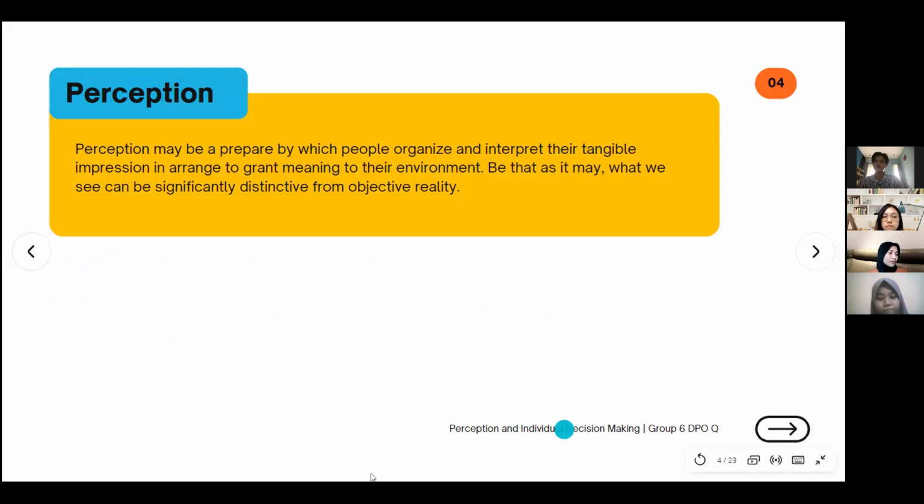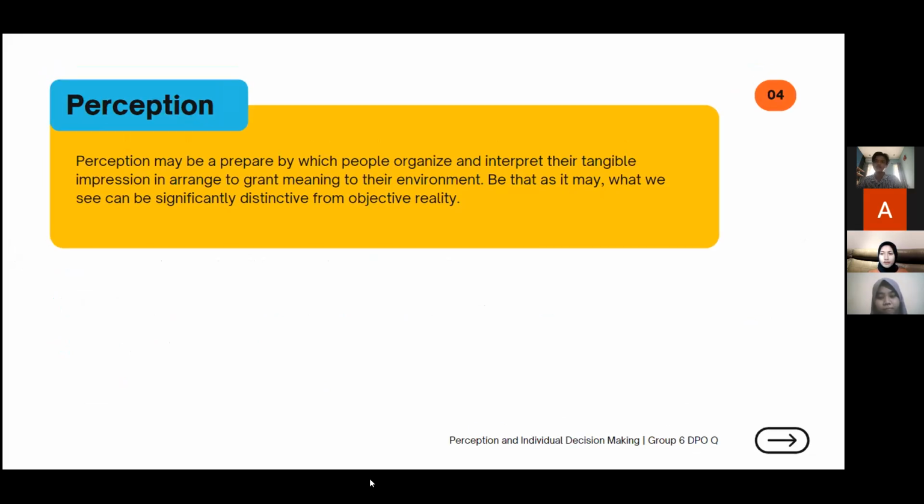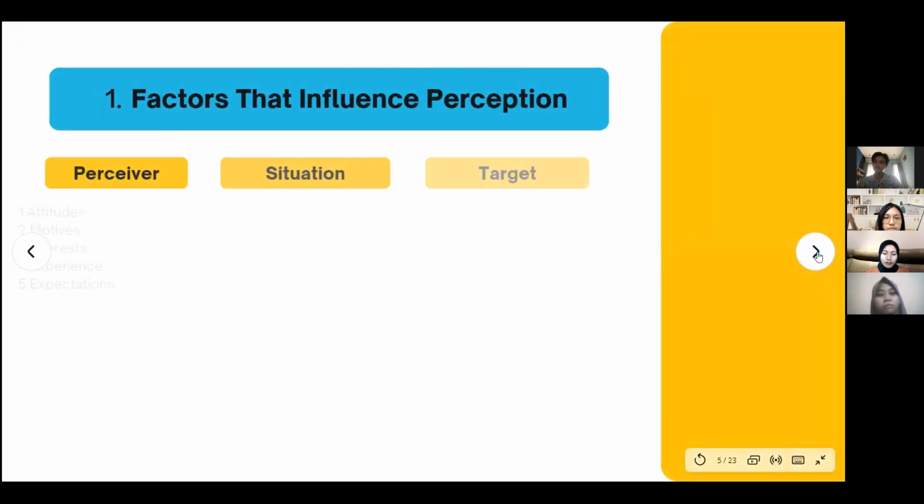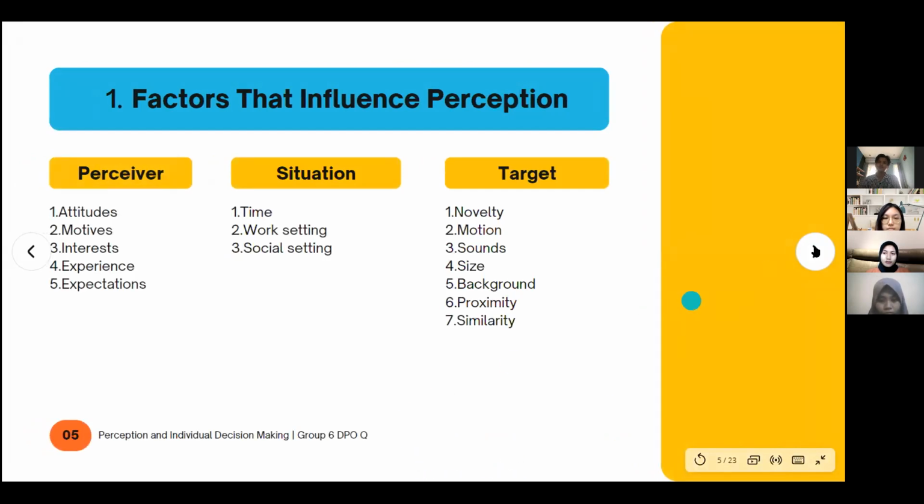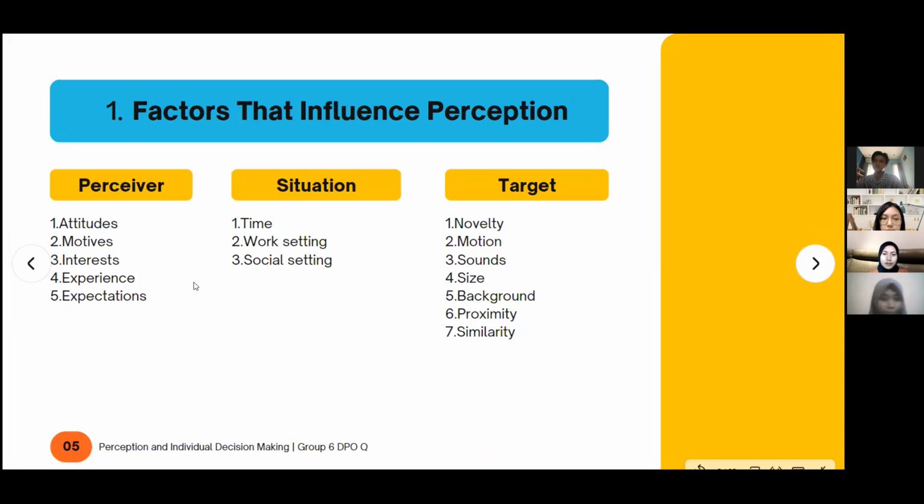Perception may be defined as the process by which people organize and interpret their sensory impressions in order to give meaning to their environment. However, what we see can be significantly different from objective reality. For example, all employees in a firm may see it as a great place to work, with favorable working conditions, interesting work assignments, good pay, a fabulous benefit package, understanding, and capable management. But as most of us know, it's very unusual to find such agreement.